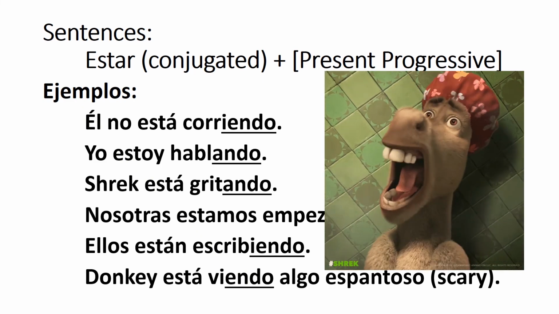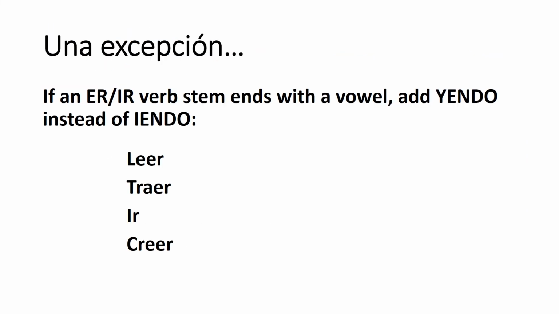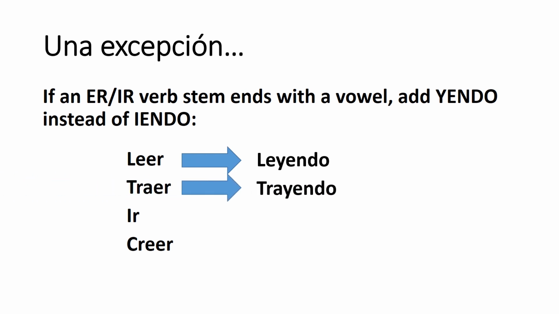Now let's add a couple of exceptions to the end of your notes here. If an ER or IR verb stem ends with a vowel, then we change that I to a Y, and we add -yendo instead of -iendo. I think it's mostly because Spanish doesn't like to have three vowels in a row, and so we change the I to a Y. So leer, instead of leiendo with an I, would be leyendo. Traer would be trayendo. Ir is just yendo. And creer becomes creyendo.